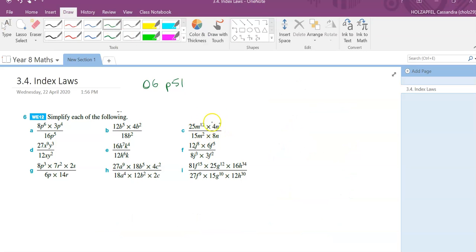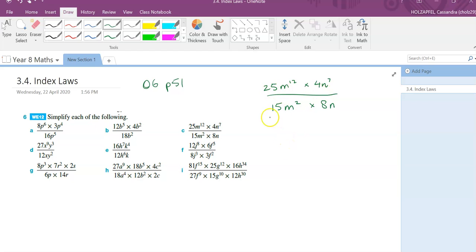So let's have a look at this question here now. 25m to the power of 12 times by 4n to the power of 7, divided by 15m to the power of 2 times by 8n. Now with these ones, we have two different letters. So we've got m to the power of 12 divided by m to the power of 2, and n to the power of 7 divided by n to the power of 1, because that's a sneaky little 1 there. We don't often write it, but there is a little 1 there.